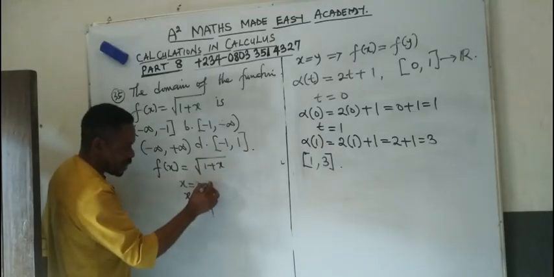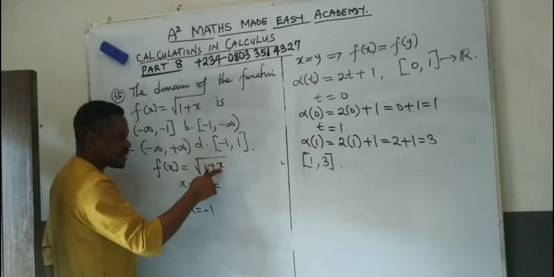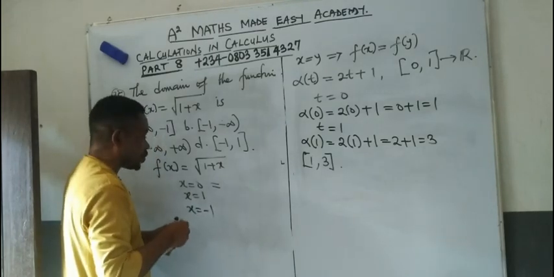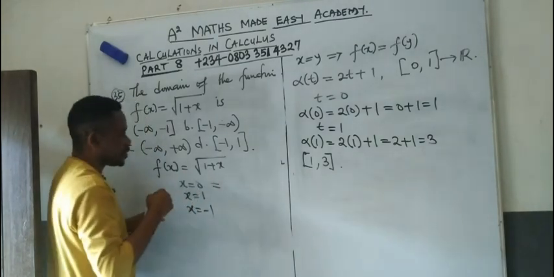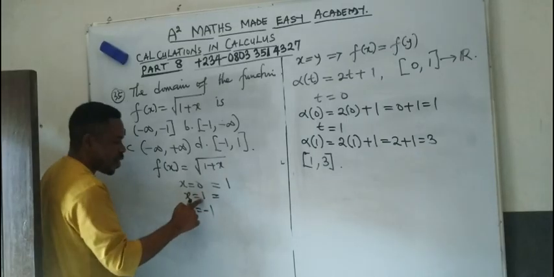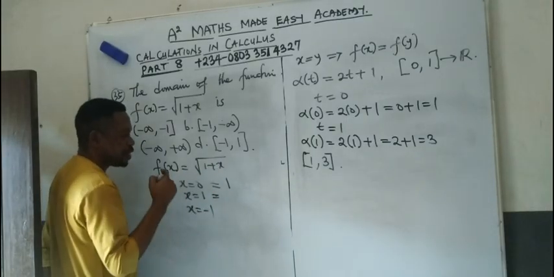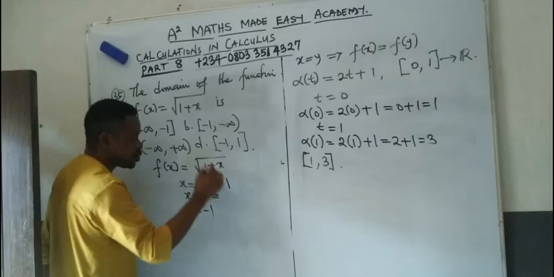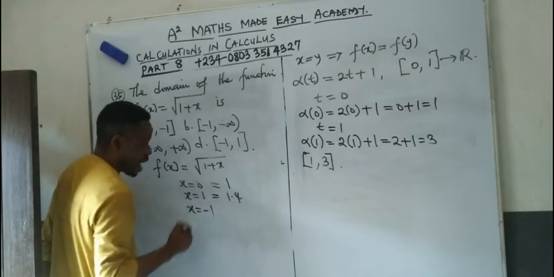When x is 0, let's watch it now. Anywhere you see x here, put 0. Are you with me now? So it becomes 1 plus 0, which is 1, and square root of 1 is 1. Then when x is 1, 1 plus 1 will give you 2. It becomes square root of 2, which is 1.4 something. Are you with me now?